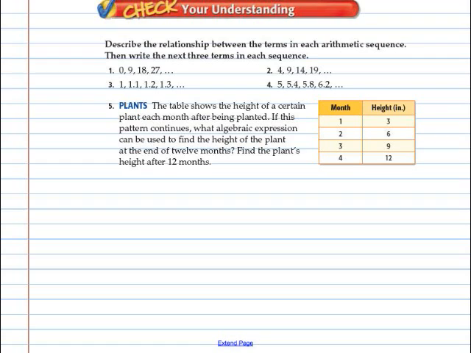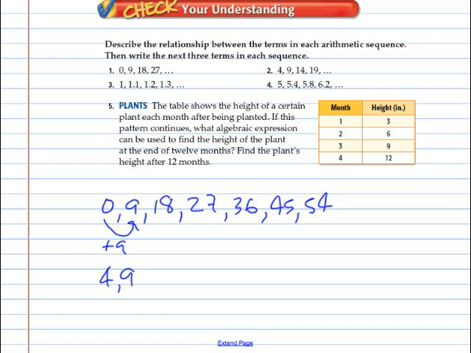Let's work through a couple examples here. Describe the relationship between terms in each arithmetic sequence, then write the next 3 terms in each sequence. So number 1 is 0, 9, 18, 27. It appears that we're increasing by 9 here. So our next 3 terms would be 36, 45, and 54.